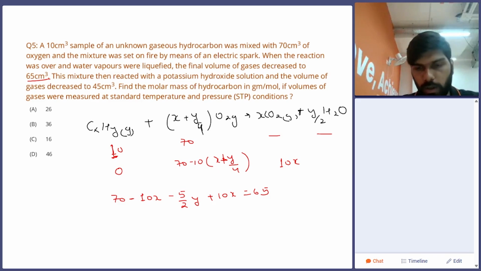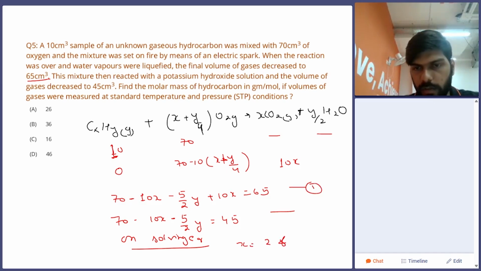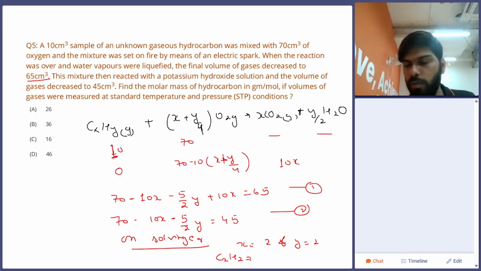Okay, now when we solve further, what we will get here is 70 minus 10x minus 5/2 y equals 45. Okay, on solving the above equations, these two equations, what will you get? You will get x value 2 and y value 2. So here the hydrocarbon is C2H2, and its mass is 24 for carbon, 2 into 12, and 2 for hydrogen, so 26 is the right answer for this question.